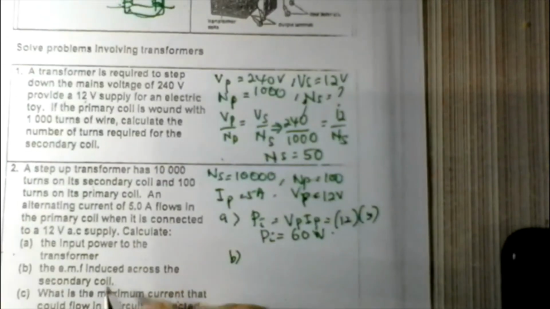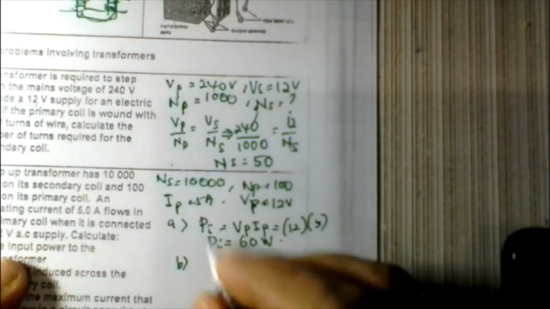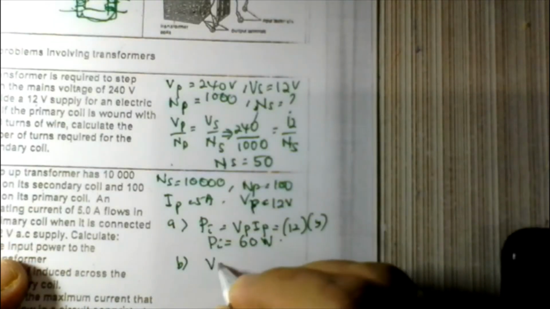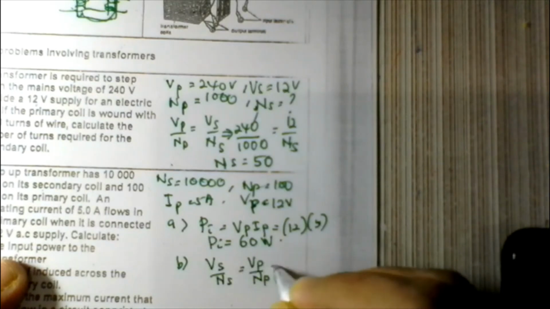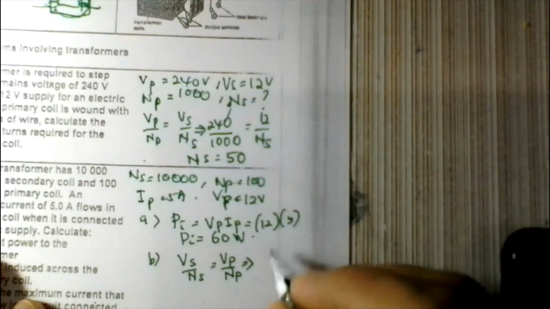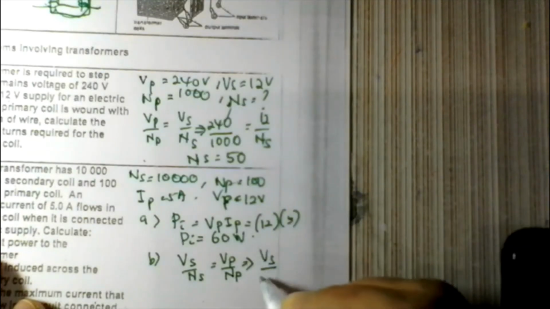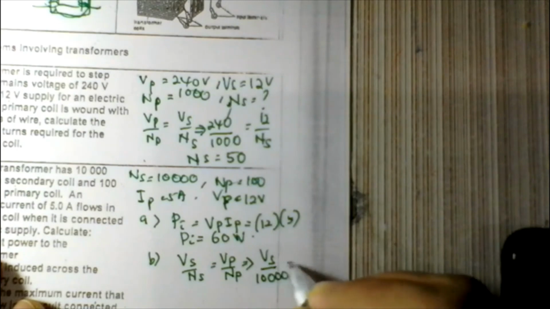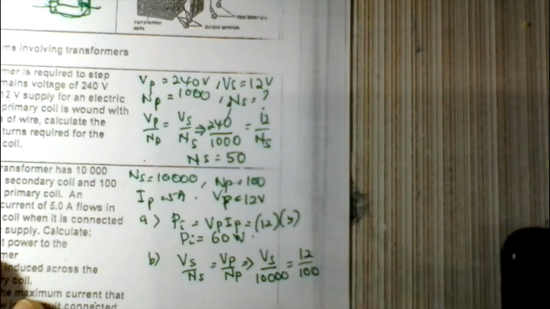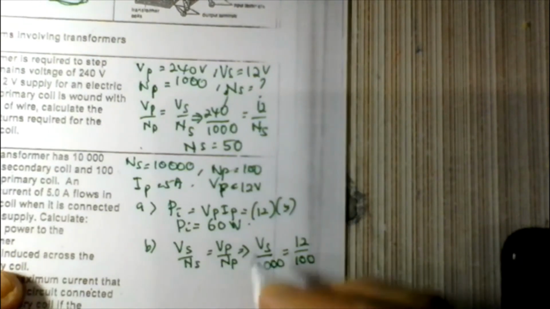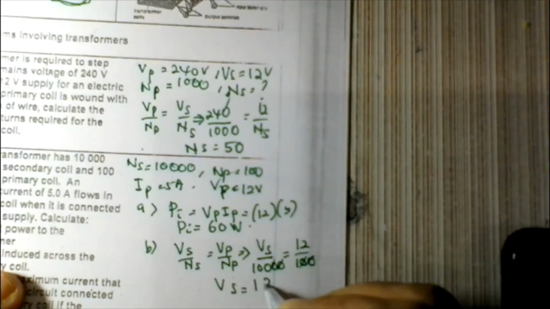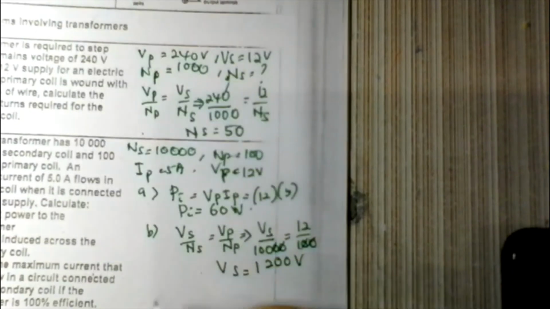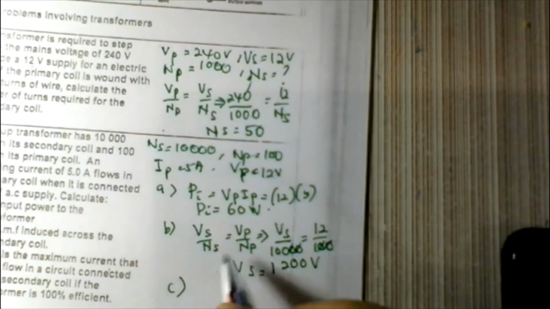Okay, question part B. The EMF induced across the secondary coil, meaning VS. So you have VS over NS equals VP over NP. We want to find VS. NS is 10,000, so VS over 10,000 equals 12 divided by 100. So what we get here, VS is 1200 volt. This is a step up, so that's why VS is more than VP.